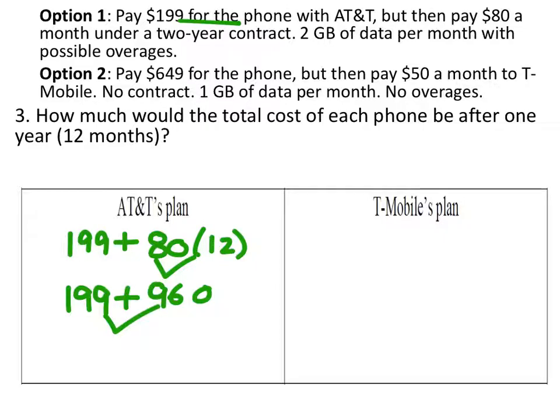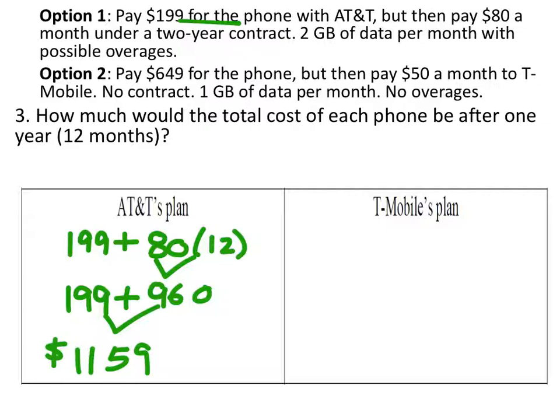Then we need to add the $199. So let's see, 0 plus 9 is 9. 9 plus 6 is 15. 9 plus 1 is 10, but plus that 1 makes that 11. So $1,159 for AT&T after 12 months.